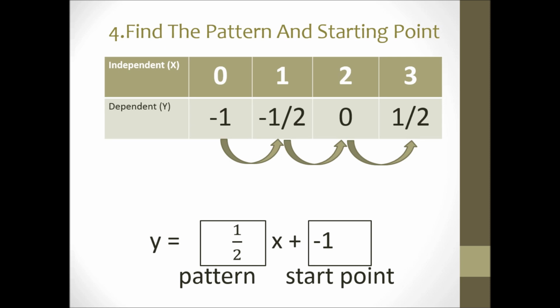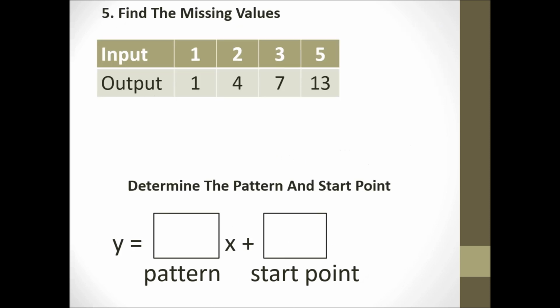Now we're going to move on to question 5. In this problem, I've changed it back to input-output because we should know input is independent. It's the same as domain. It's the same as x values. But I noticed that in my input row, I'm missing numbers.